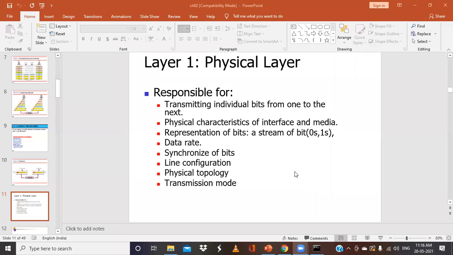Anybody has any doubts? So you'll be writing these important points. Here just the points have been given, so you will be explaining in brief about these things. Is that clear for everyone? Shall we go ahead? Yes, sir.